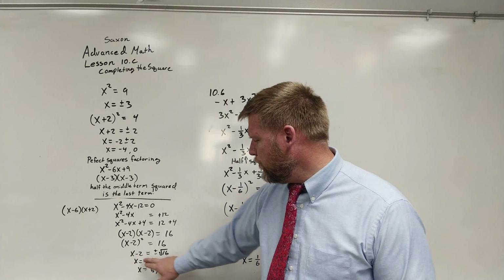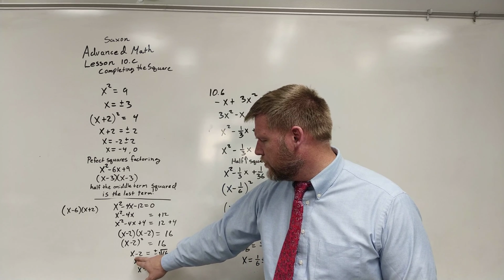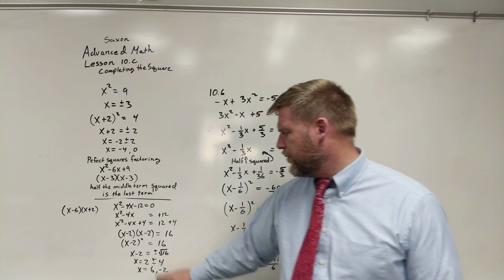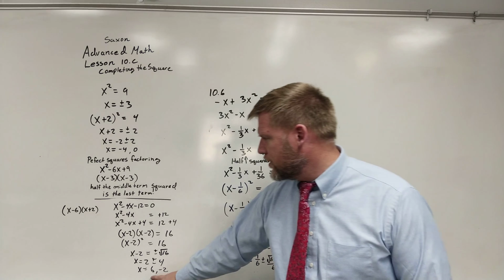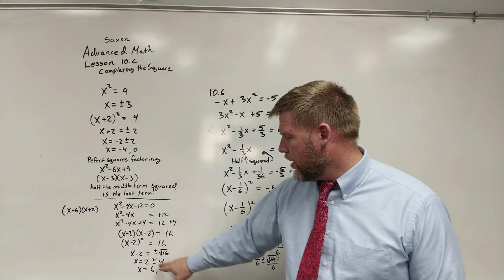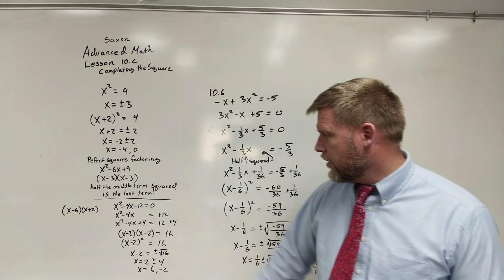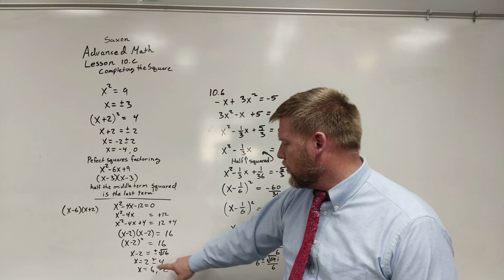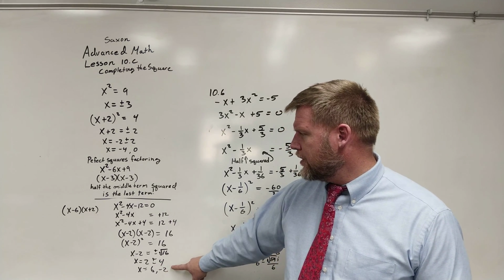At this point, I realize I need to get rid of this negative 2, and I add 2 to both sides, and I end up with 2 plus or minus 4. Well, 2 plus 4 is 6, and 2 minus 4 is negative 2. So I end up with 6 and negative 2.